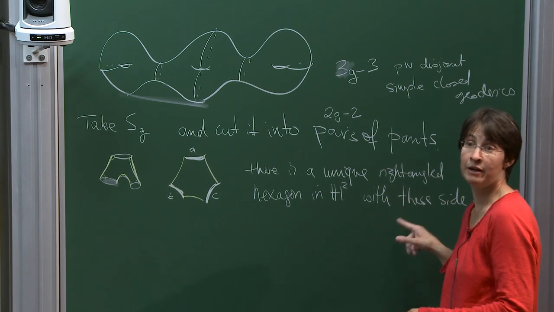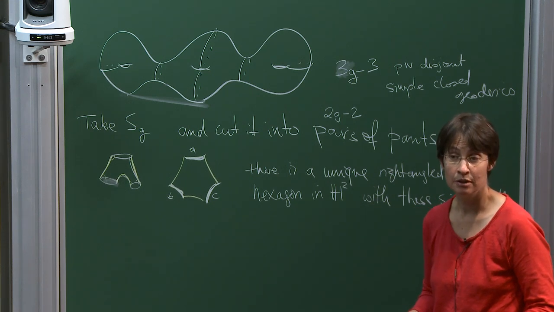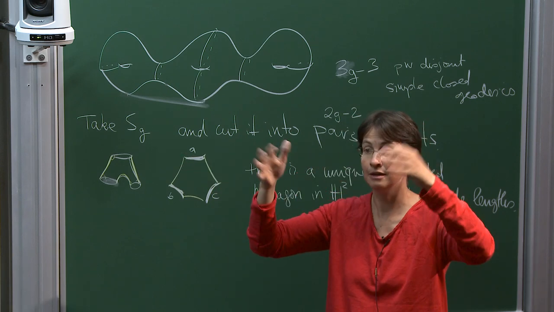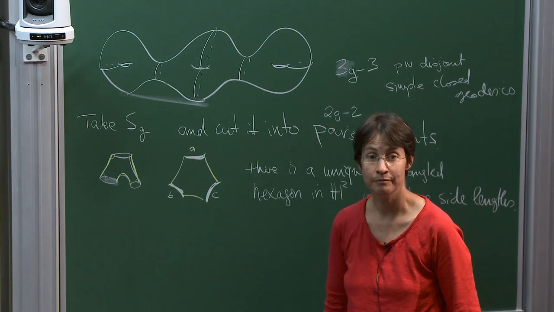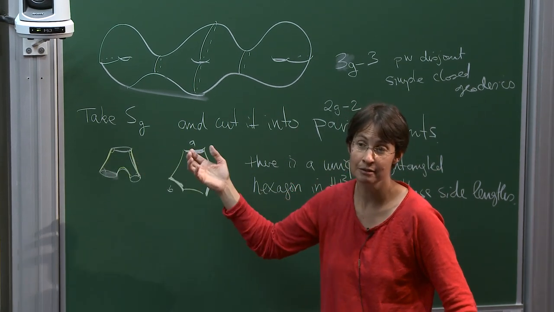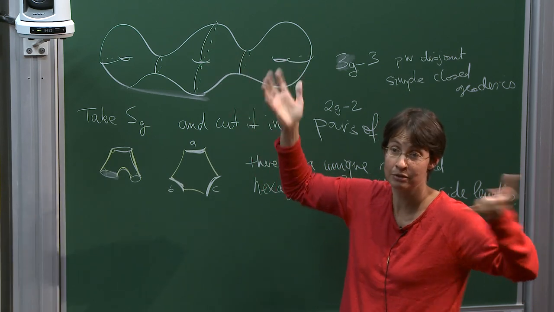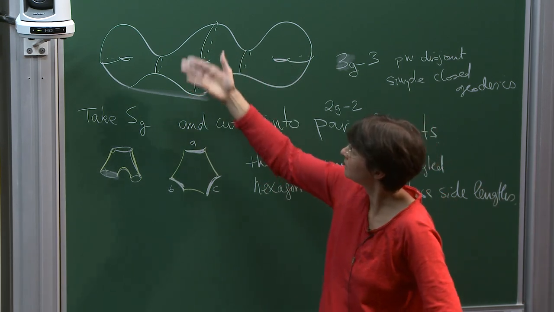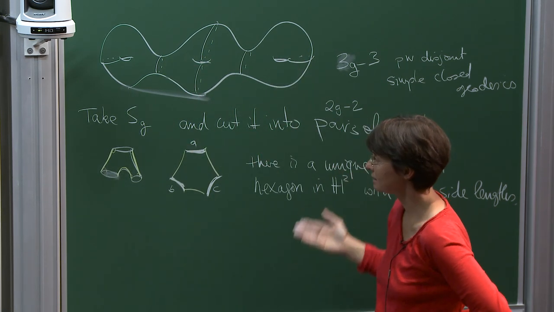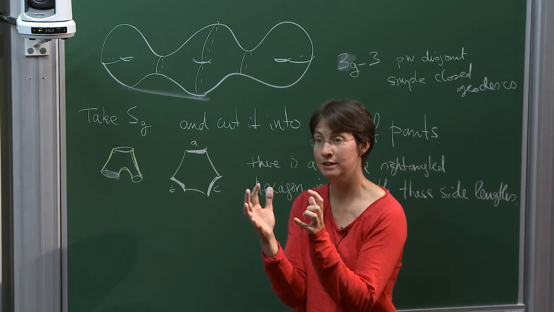So if I want to find a hyperbolic structure on the surface, what I do is, I have my surface, which has no geometry yet, but it has some topology, and I can topologically decompose it into pairs of pants by just taking simple closed curves, not necessarily geodesics, because I have no geometric structure to talk about geodesics. I cut it just topologically into these 2g minus 2 pairs of pants. And I think of each pair of pants as being decomposed into two hexagons.